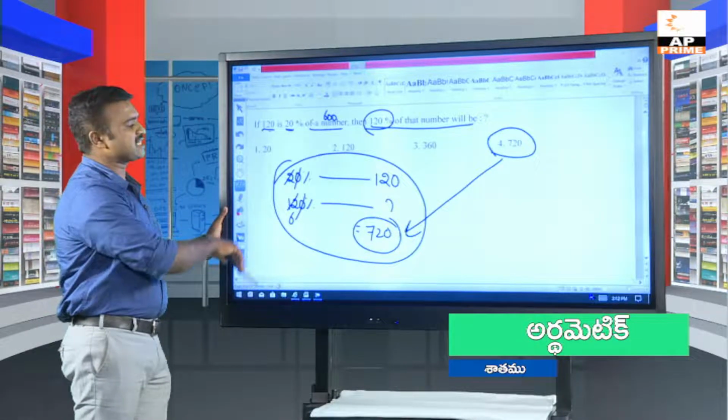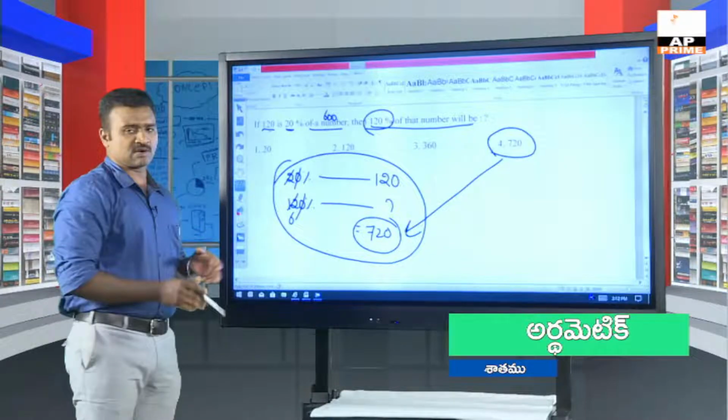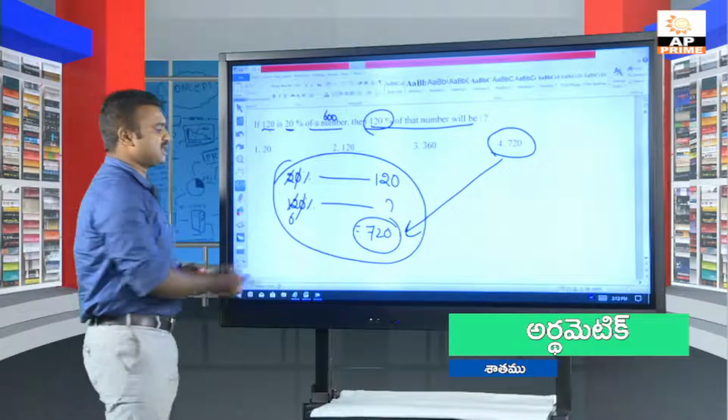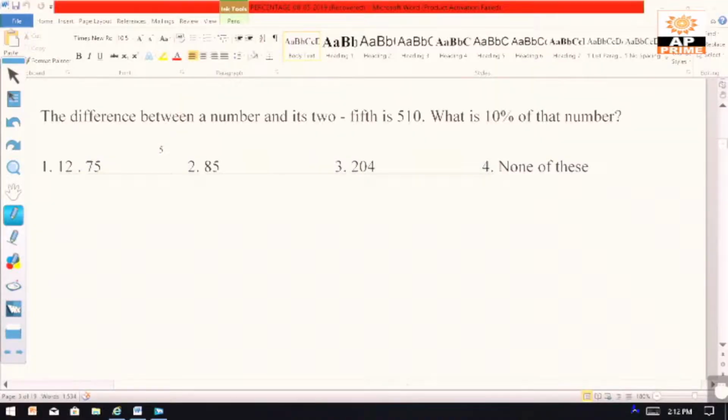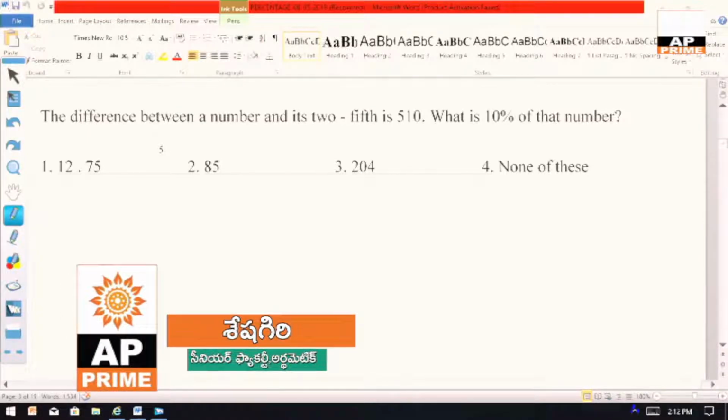దీని ప్రీవియస్ చేసింది ఏంటంటే నార్మల్ ప్రొసీజర్, వాడు క్వశ్చన్ ఎలా ఇచ్చాడో ఆ క్వశ్చన్ చదువుకుంటూ వెళ్ళాం, అది నార్మల్ ప్రొసీజర్. అయితే ఈ షార్ట్ కట్ అనేది ఎలా యూస్ చేసుకోవచ్చు ఈ క్వశ్చన్కి. ద డిఫరెన్స్ బిట్వీన్ ఏ నెంబర్ అండ్ ఇట్స్ 2/5 ఈజ్ 510. వాట్ ఈజ్ 10% ఆఫ్ దట్ నెంబర్?